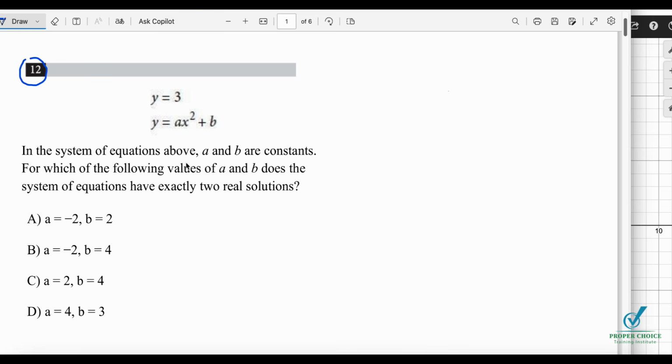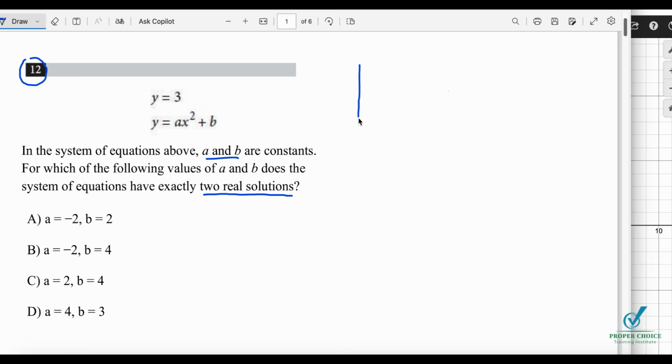It says, in the system of equations above, a and b are constants. For which of the following values of a and b does the system of equations have exactly two real solutions? So you should know the meaning of two real solutions, one real solution, no real solution, and so on. Let me explain.